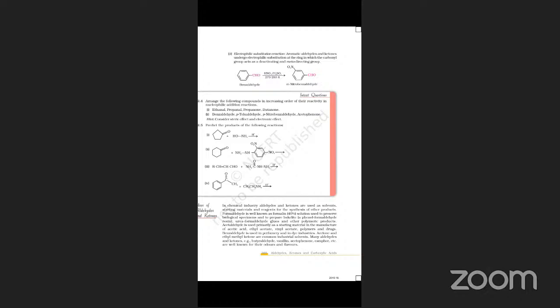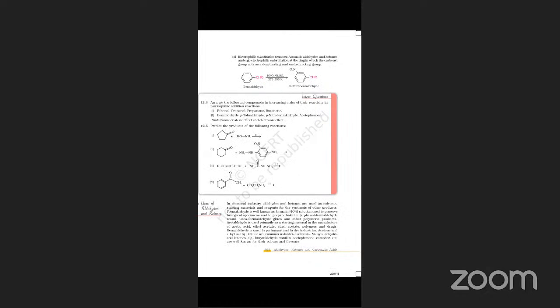So aldehyde is a meta-directing group, and when nitration is done on the aromatic aldehyde, the nitro group is going to be substituted at which position? Meta position, because the CHO group is a meta-directing group. So the carbonyl group here is acting as what? Meta-directing group clearly. So these are the chemical properties of the aldehydes and ketones.